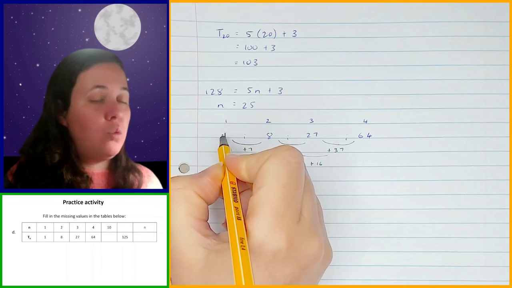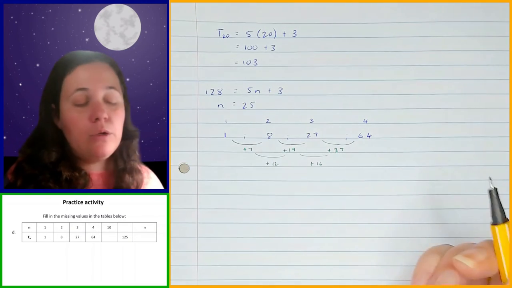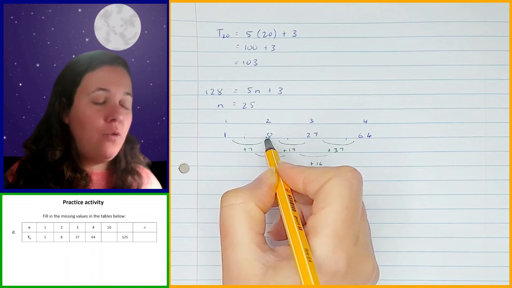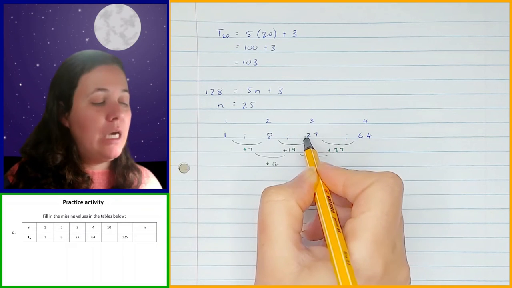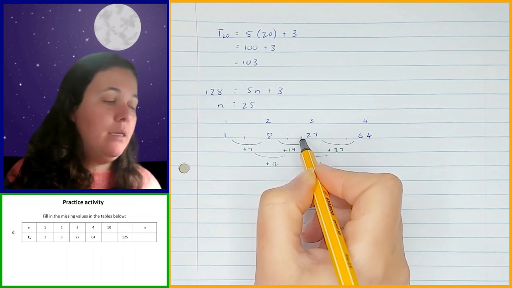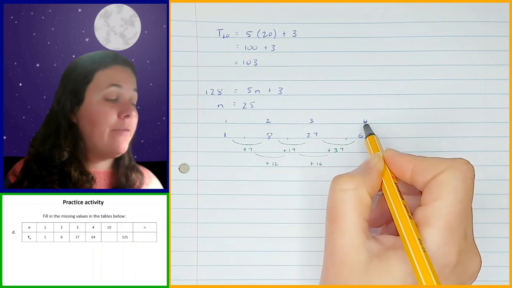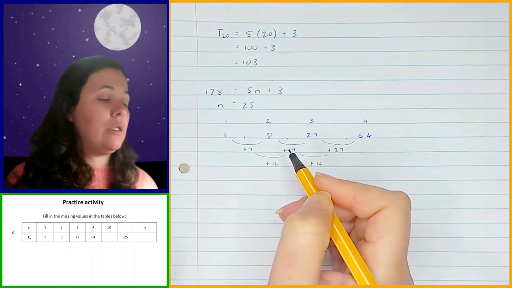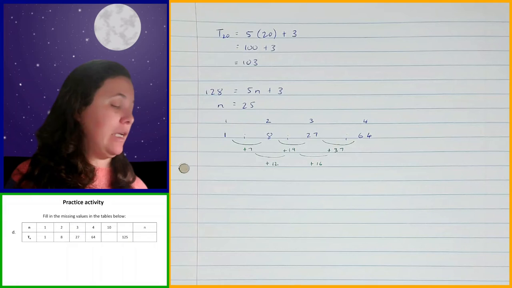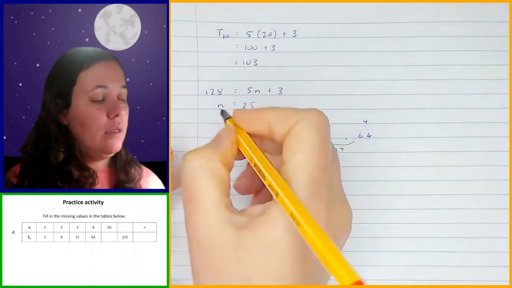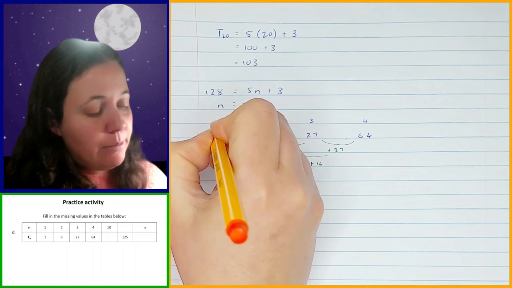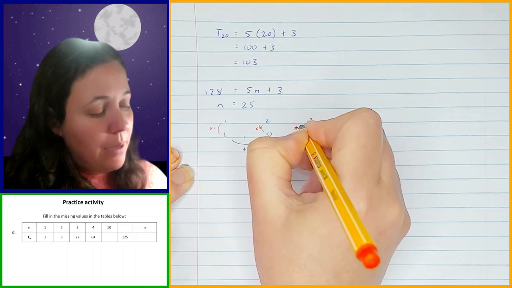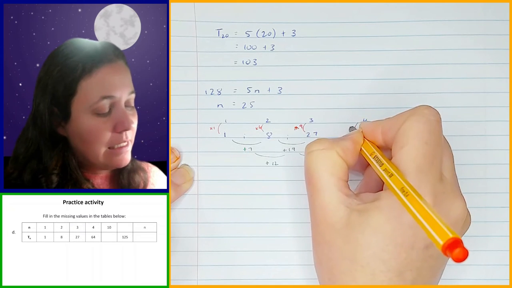Okay, to get from 1 to 1, I can multiply by 1. To get from 2 to 8, I can multiply by 4. To get from 3 to 27, I can multiply by 9. To get from 4 to 64, I can multiply by 16. But now what you might notice is, with all of these multiplications, here I can times by 1, here I can times by 4, here I can times by 9, and here I can times by 16.